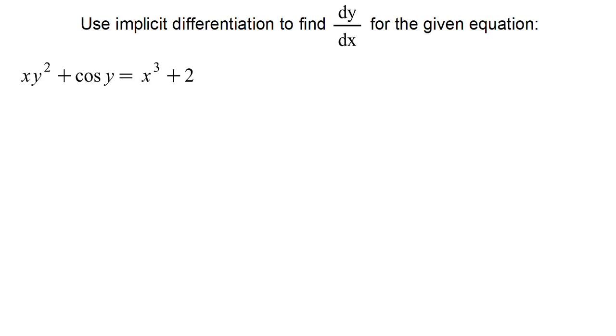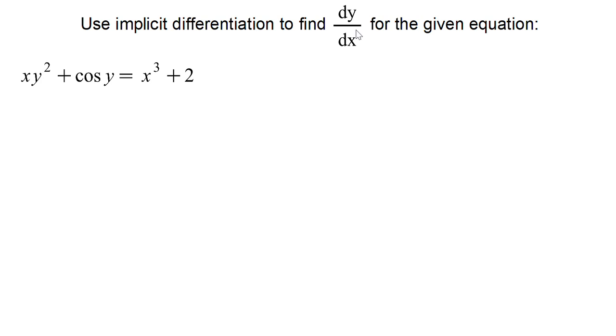Right, so here's our second basic implicit differentiation assignment, just 4 more problems again. So this will be our walkthrough for those 4 problems. We're going to start off with this: xy squared plus cosine y equals x cubed plus 2.